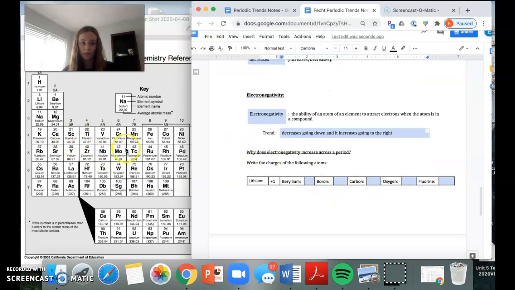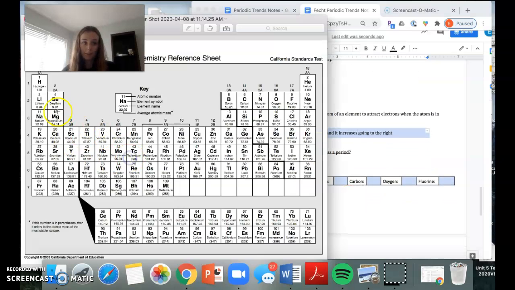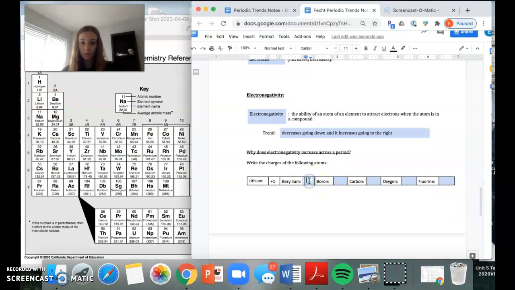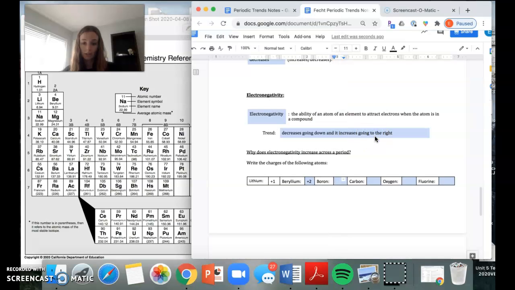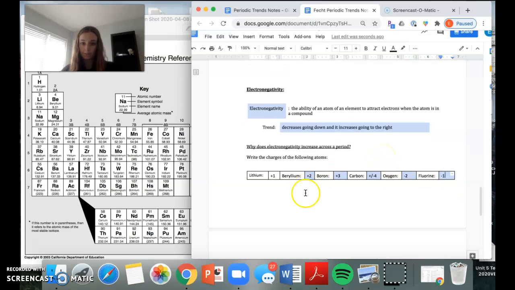So why, when we go across the table, does it increase? Well, if we write the charges that we typically find, lithium we have +1, beryllium would be +2. You can refer back to your periodic table of elements with charges if you need to. Boron here would be +3. Carbon would be ±4, but we're not typically needing to write the charges for that. And then oxygen is -2 and fluorine is -1.